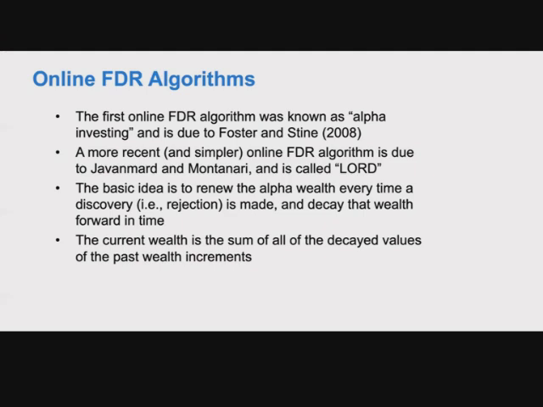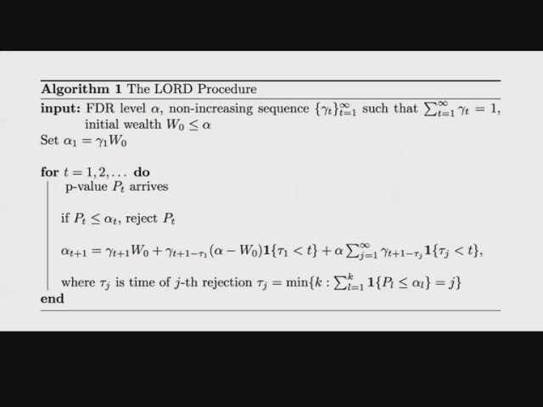Okay, and so the basic idea of this algorithm is an online FDR algorithm. It's going to make tests in a sequence, and every time you make a discovery, it's going to give you a little bit of wealth, and then that wealth is going to decay. All right, and the current wealth is going to be the sum of all the decayed values from the past. Okay, so all the investments you made in the past keep adding up, and you have a total wealth at any given time that you are able to use, hopefully in a smart way for the future.